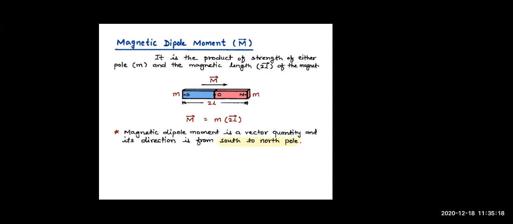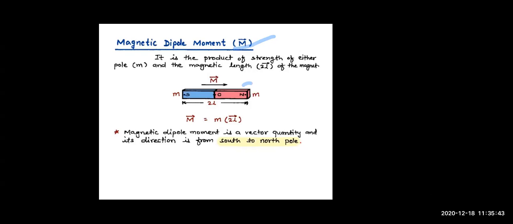magnetic field. So any magnetic dipole will produce a magnetic field, so what is its strength? What is its power? That is represented by the magnetic dipole moment. Right? Magnetic dipole moment shows the strength of a magnetic dipole to produce a magnetic field.